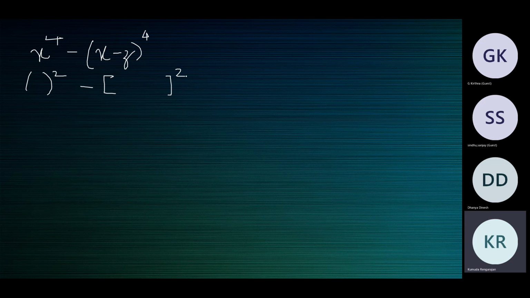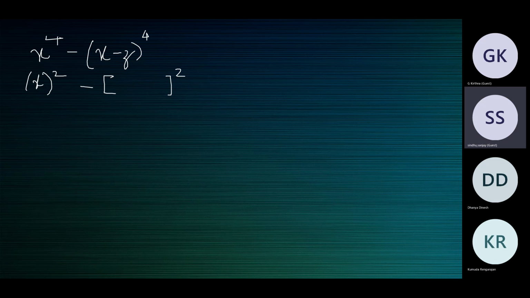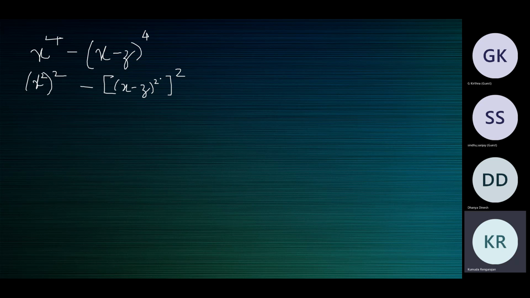The given expression is of the form a square minus b square. So what should I write inside the bracket? Square, ma'am. X minus z the whole square, ma'am. Why? Because 2 into 2 is 4. Here also 2 into 2 is 4. So we have not changed the given expression. We're just rewriting it, showing that it's of the form a square minus b square. Correct?